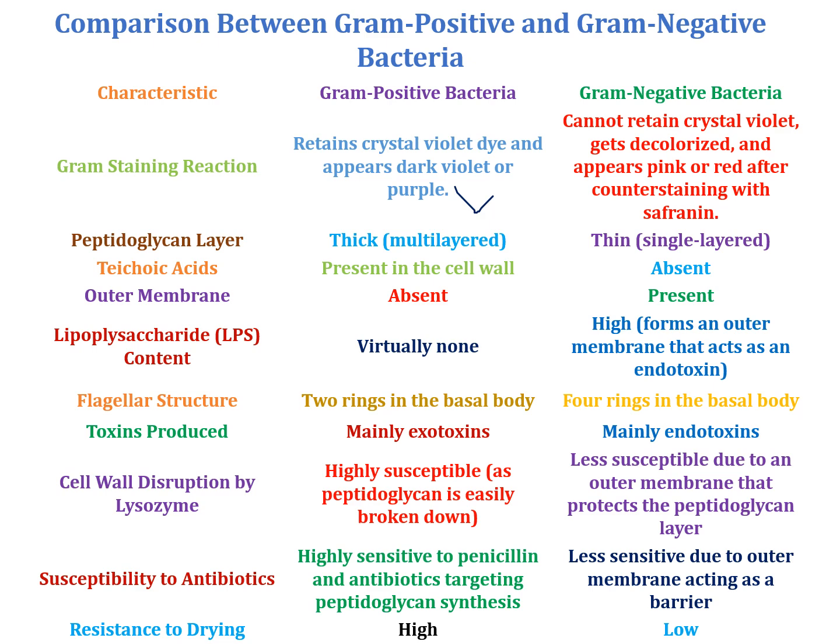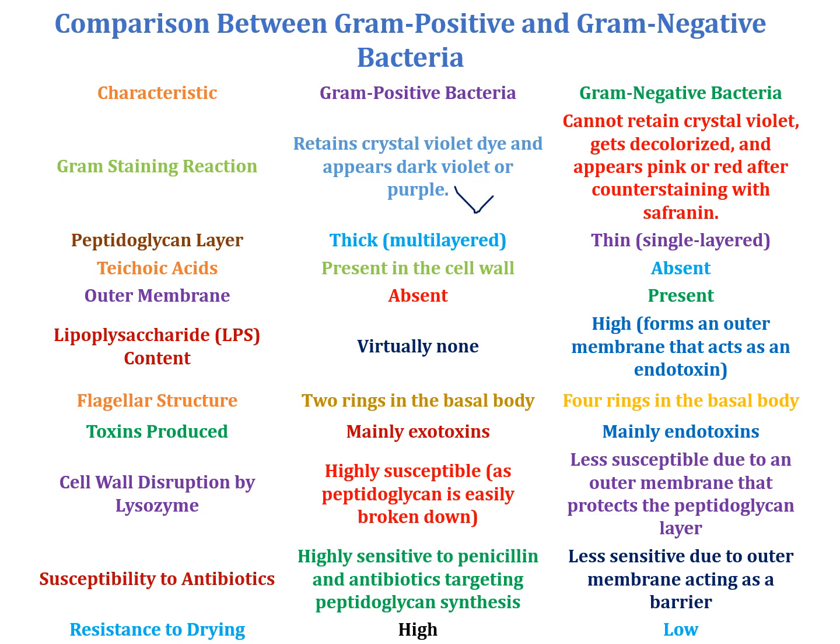Peptidoglycan layer: thick, multi-layered here, but thin in gram-negative. Teichoic acid is present in the cell wall here, and absent there. Outer membrane is absent here, but present in gram-negative bacteria. Lipopolysaccharide content is virtually nil in gram-positive, but high in gram-negative bacteria, forming the outer membrane that acts as an endotoxin.